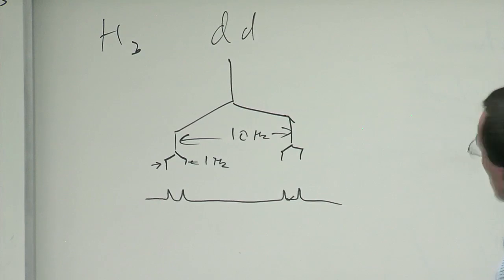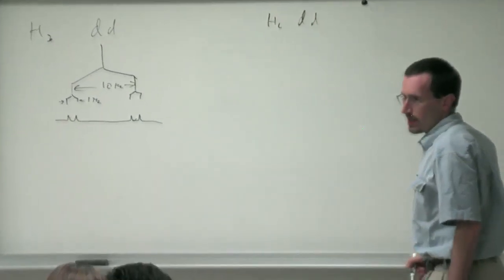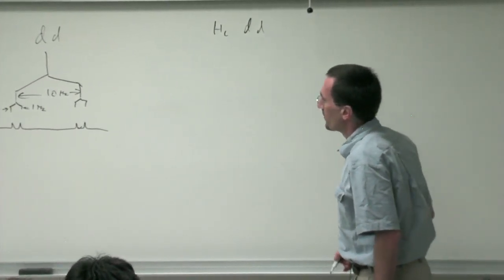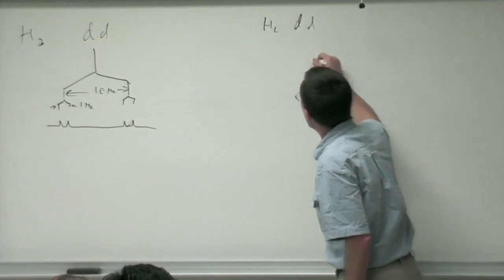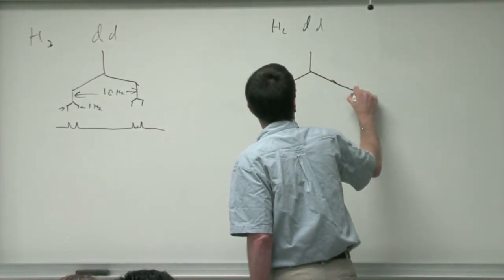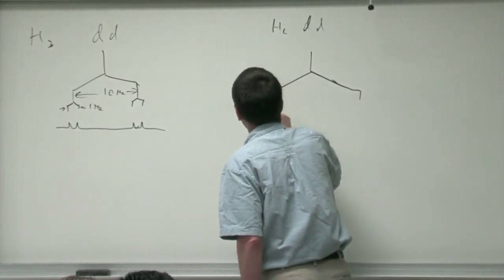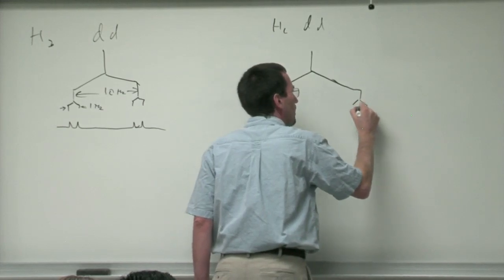And HC, we'd also expect to be a doublet of doublets. And here we'd expect it to have coupling constants of about 17 hertz and 1 hertz. So again, I will draw my little splitting diagram.